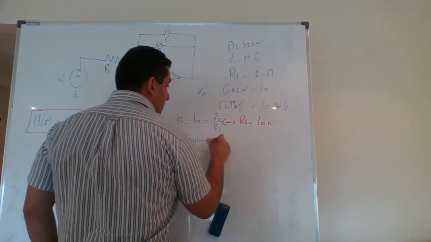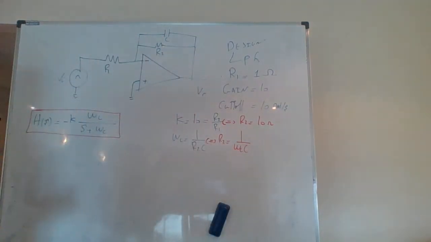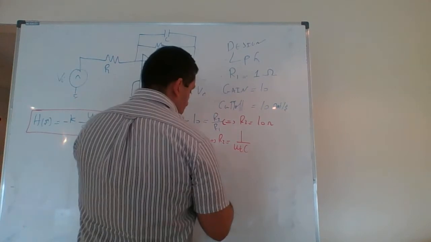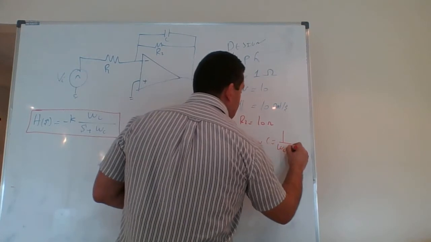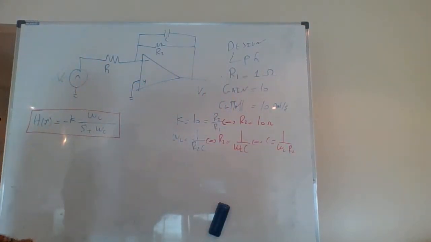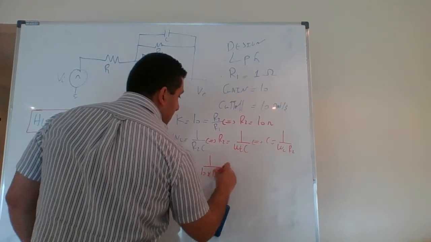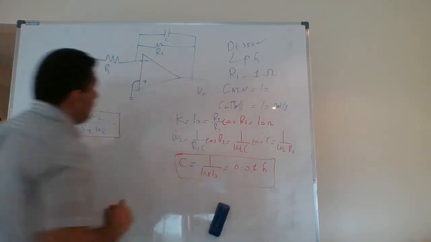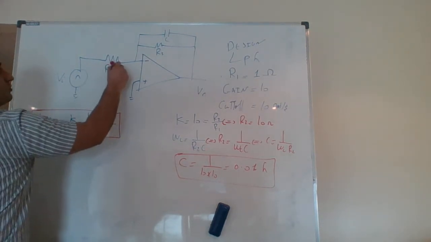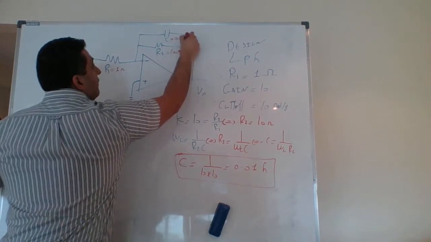From this one, I have R2 equal to 1 over omega C times C. Correct? Which also gives me C, equal to 1 over omega C times R2. So C, the capacitor, is equal to 1 divided by 10 times 10, which is equal to 0.01 farad. To sketch the circuit, this is 1 ohm, this is 10 ohm, this is 0.01 farad.